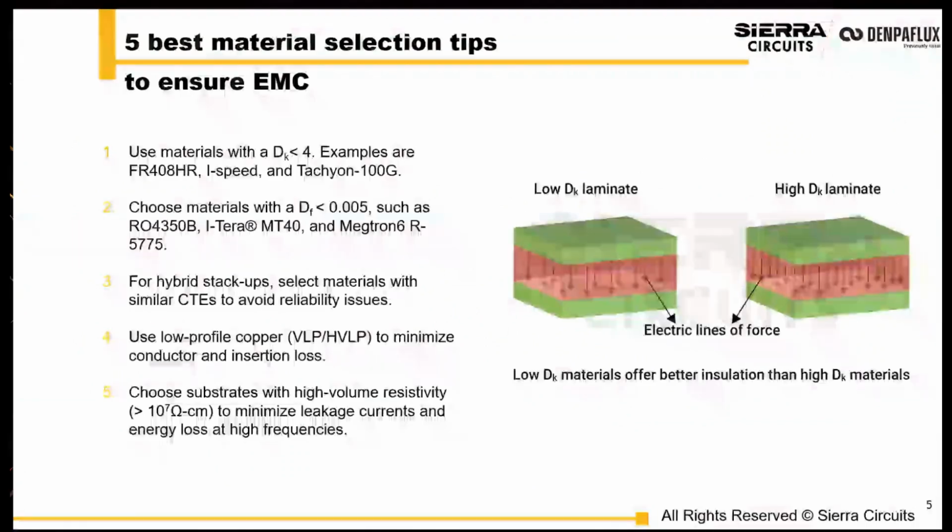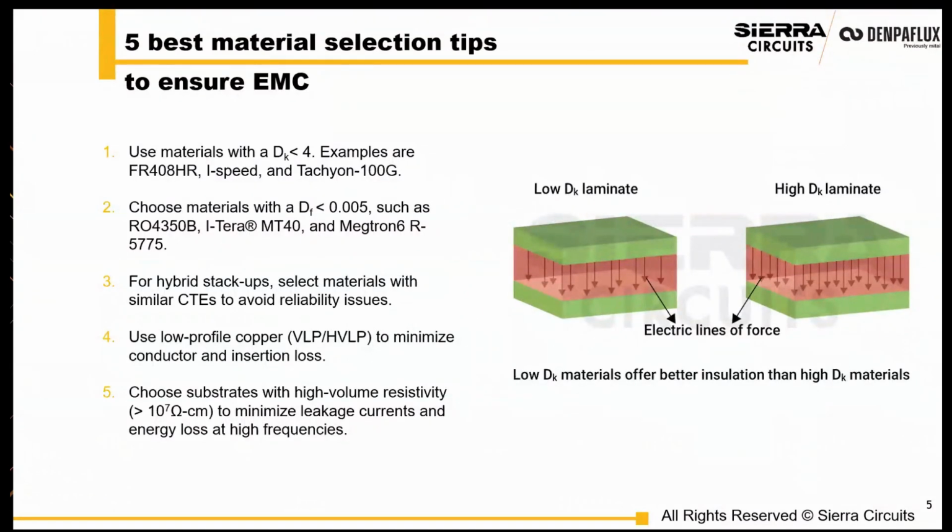So in terms of picking the materials, here are some examples. There's plenty of different material options. We have a material selector on our website. We won't demo that today. We have other tools to demo, but you can always pick materials with a DK of less than 4. Here are some examples: FR408HR, which is popular in the automotive space, iSpeed, Tachyon. These are all good choices to help minimize the signal loss and maintain impedance consistency.